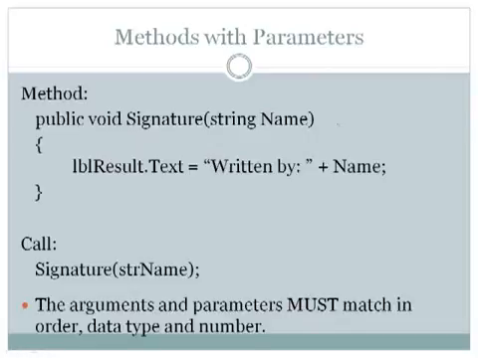Now the arguments and parameters have to match. So if I have a string in my method call, then I have to have a string in my method signature. The order, the data type, and the number of parameters and arguments always have to match.